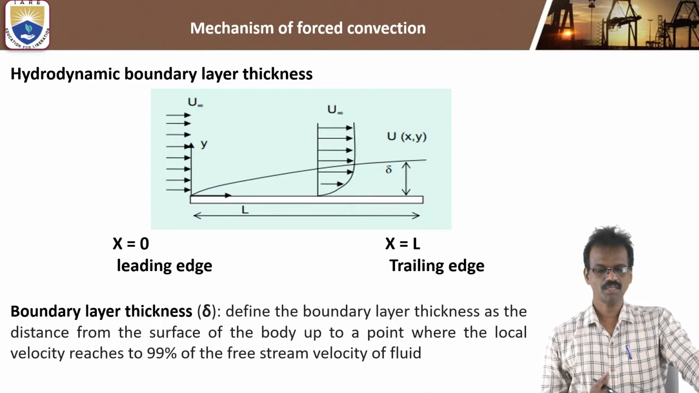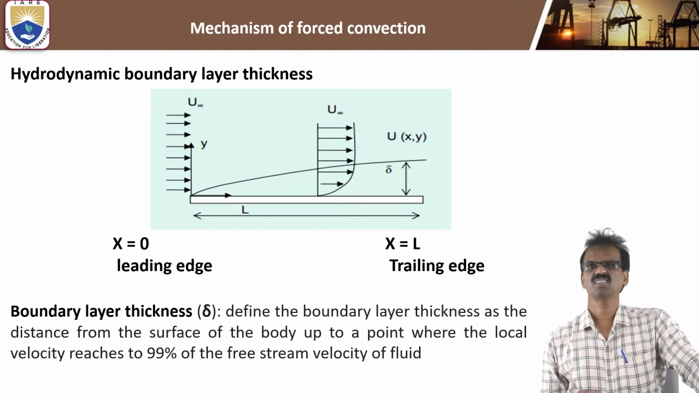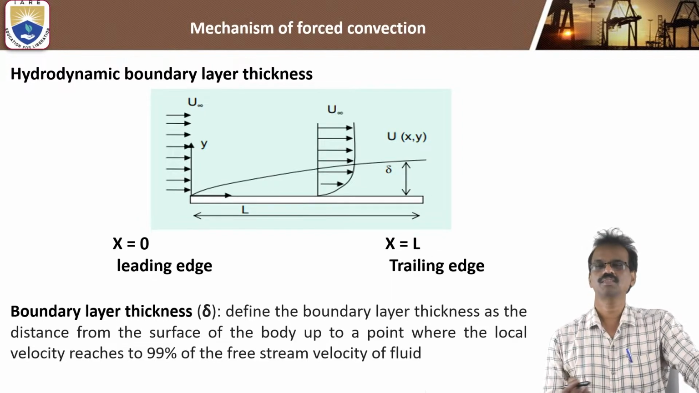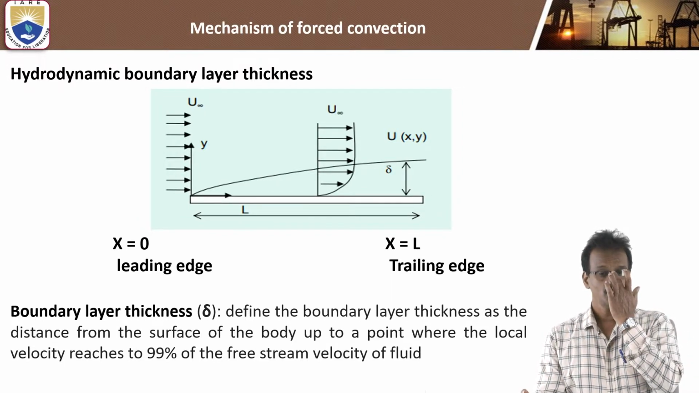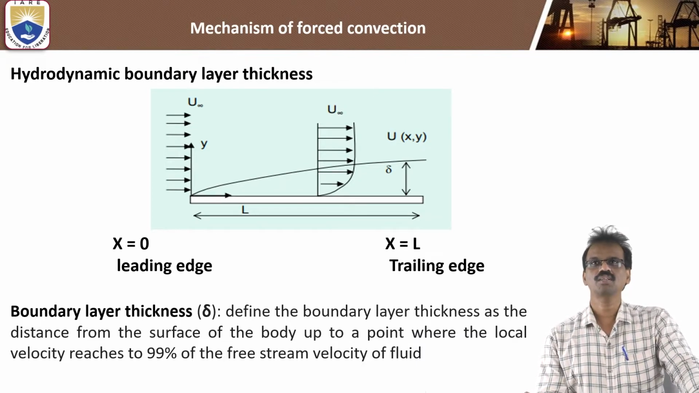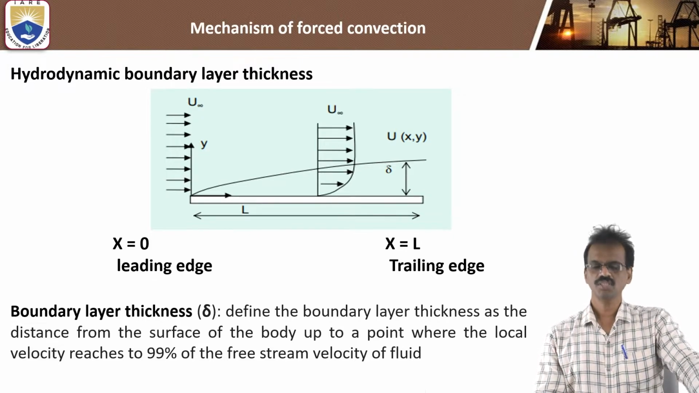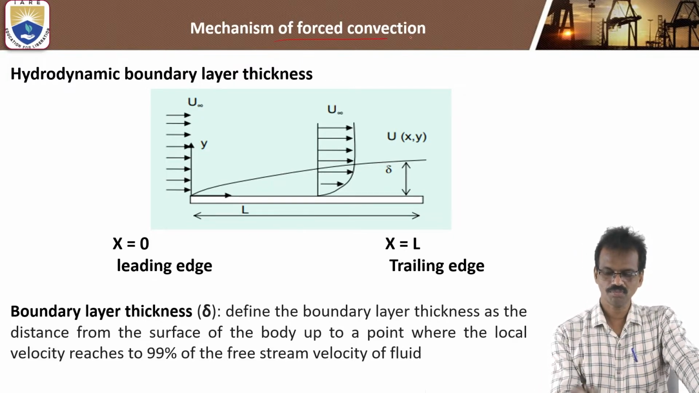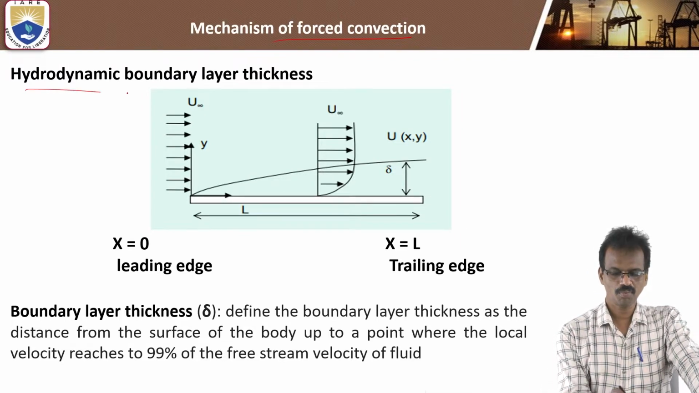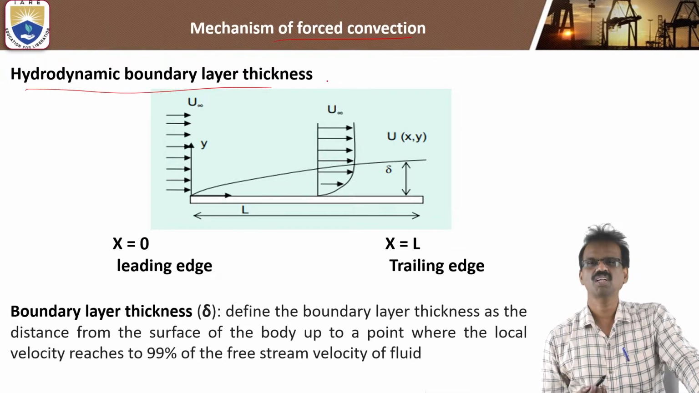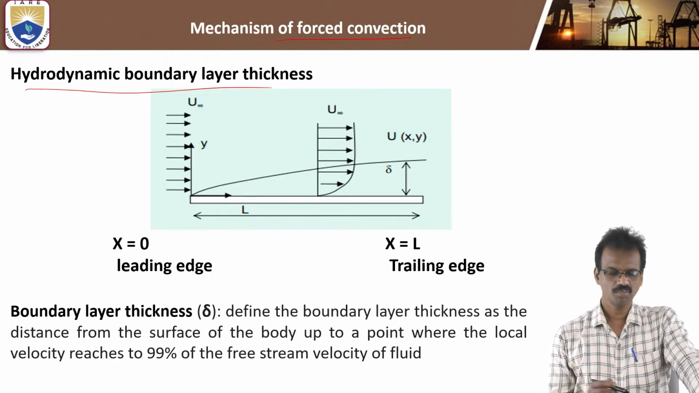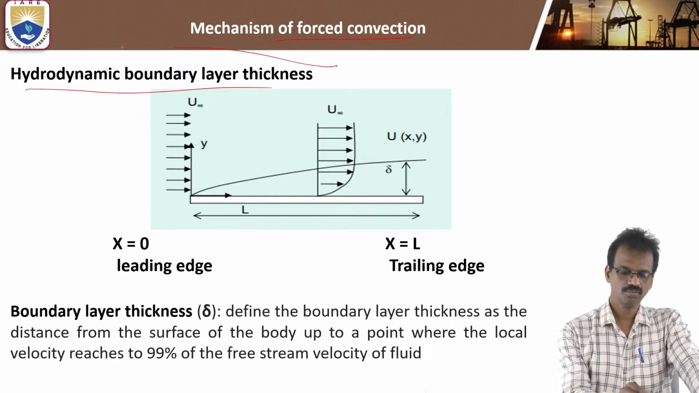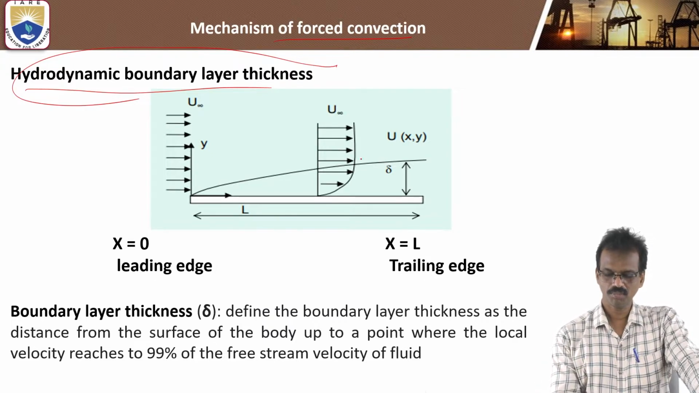Now we'll see the thermal boundary layers: the hydrodynamic boundary layer and thermal boundary layer in forced convection, and the hydrodynamic and thermal boundary layers in natural convection. We'll see both of them. Initially, with respect to forced convection, the hydrodynamic boundary layer. We can call it the velocity boundary layer. So velocity boundary layer, hydrodynamic boundary layer. This is the hydrodynamic boundary layer.